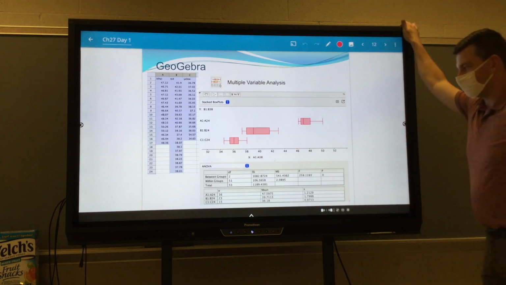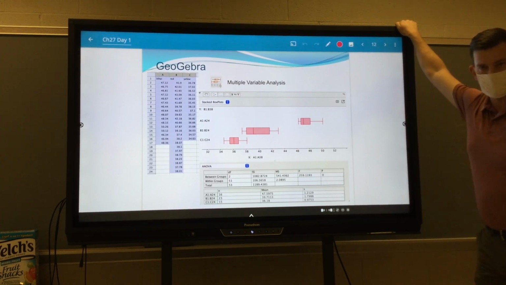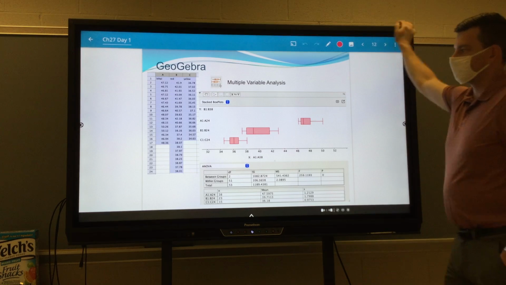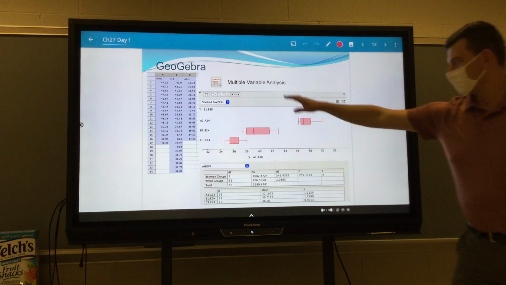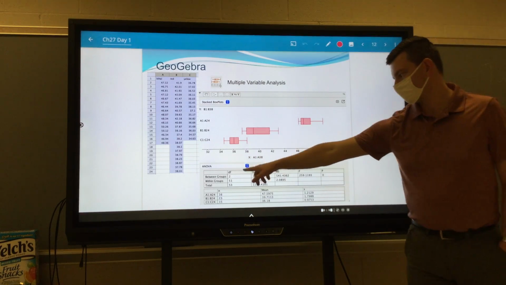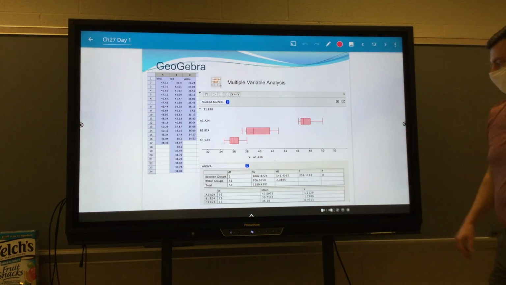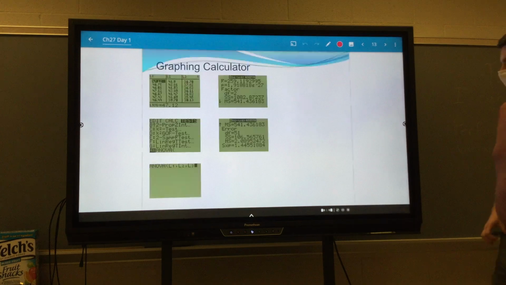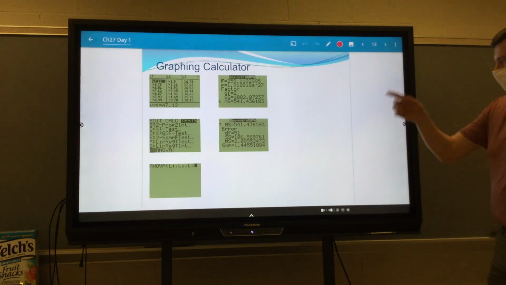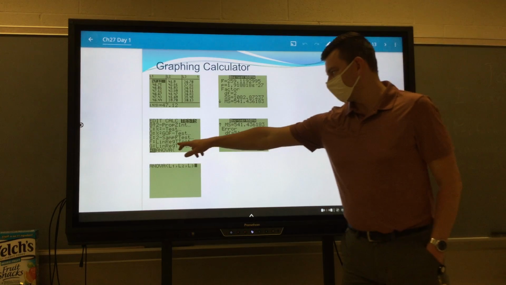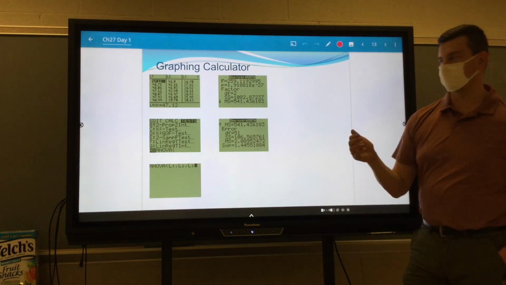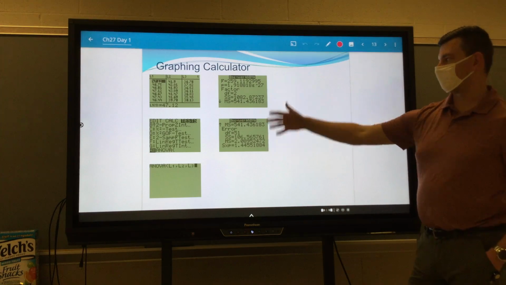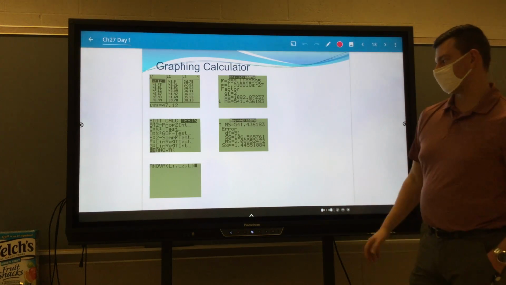I'll just show you what the GeoGebra input and output looks like if you needed to refer back to this. And from our spreadsheet, we're selecting multiple variable analysis and box plots and pull down so that you see the ANOVA here. On the graphing calculator, again, it's lists ANOVA from the stat and tests. Identify which lists you're comparing, and then we have our F statistic and our p-value right there.